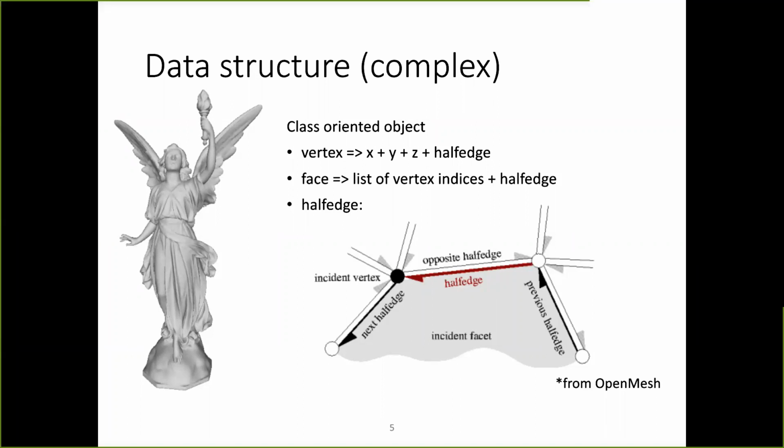Raphael, can I ask a question? Yeah. So is it half edge because it's a bidirectional edge? No, it's unidirectional. So why is it half? Because if it were bidirectional, that would be one edge. But because they're directed, you have two of them in order to create one full edge. Does it make sense? I didn't get why it's half.